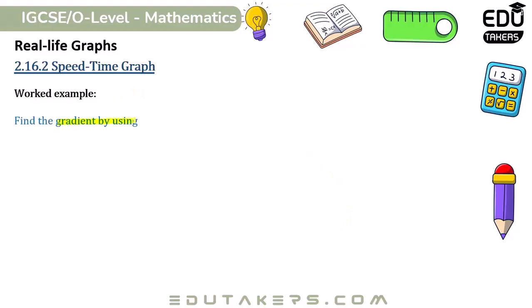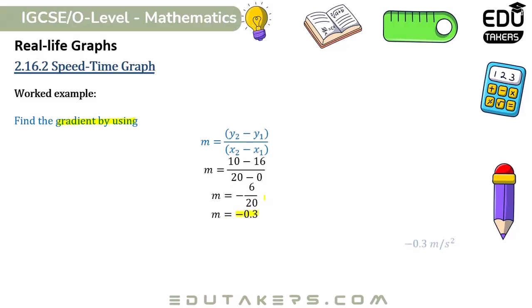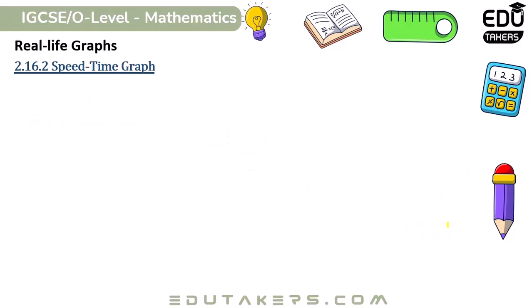Now find the gradient by using m equals y2 minus y1 over x2 minus x1. So 10 minus 16 over 20 minus 0. M equals negative 6 over 20, which is negative 0.3. So deceleration is negative 0.3 meter per second square.